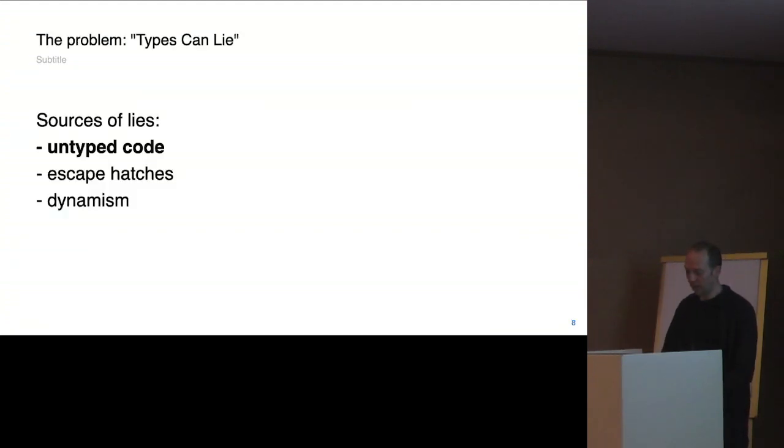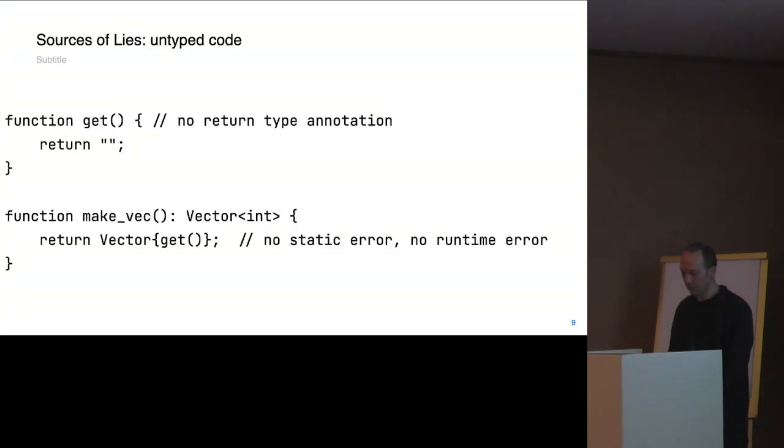And I think it's interesting. Feel free to ask me later in the question section about more sources of lies. When I say a lie, I mean statically we think something has one type, but at runtime it turns out to have another. One source of lies that you've already seen is untyped code. But there are also escape hatches and dynamism, and this is true for most gradually typed languages, that they have these sources of lies. So what's the problem?